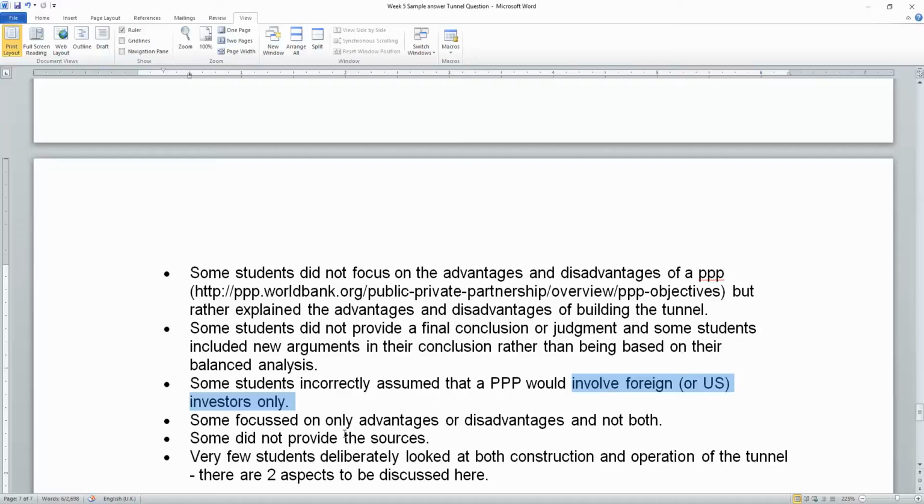Okay, and some are fairly straightforward that I've mentioned going through here. The fact that maybe you spoke too generally, you just talked about advantages and disadvantages of PPP. That could apply to any country in any situation. Some of you focused more on advantages than disadvantages, okay, which meant that you didn't have a balanced argument.